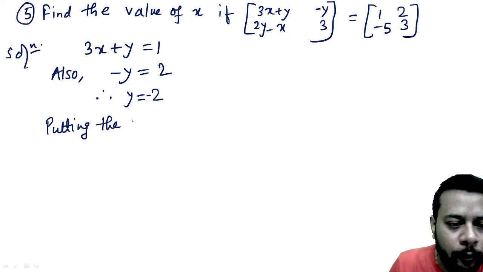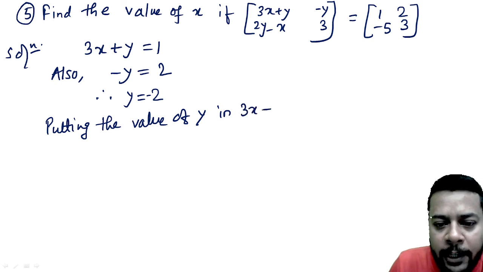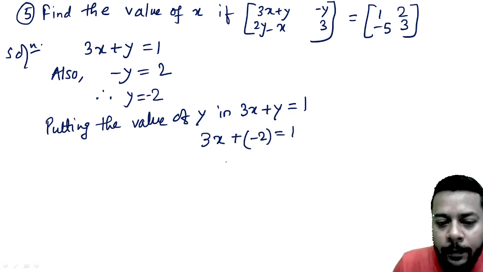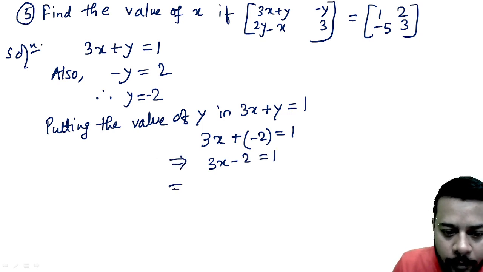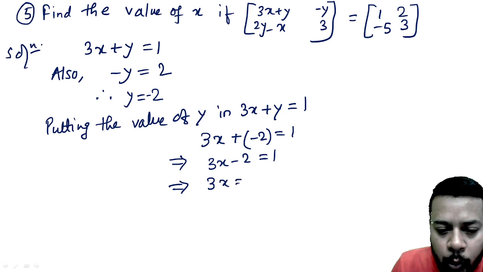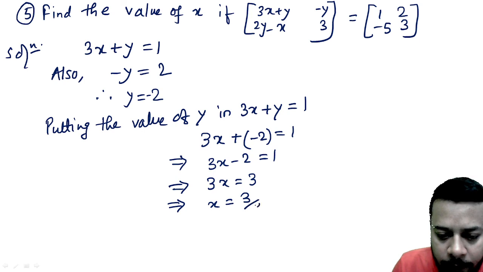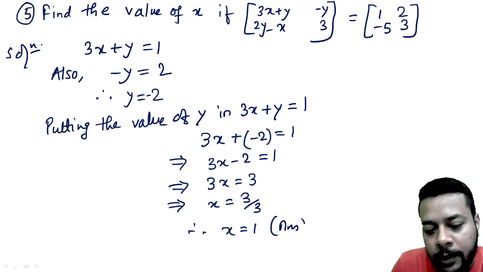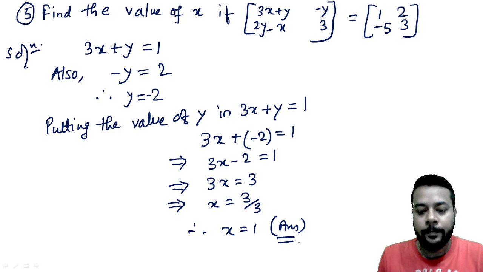Putting the value of y in 3x plus y is equal to 1, what you will get? 3 into x plus y's value, minus 2, is equal to 1. Then 3x minus 2 is equal to 1. 3x is equal to 1 plus 2, 3. Therefore, x is equal to 3 by 3. Therefore, the final answer of x will be 1, as you all know. So this will be our final answer of x in this question, that is 1.